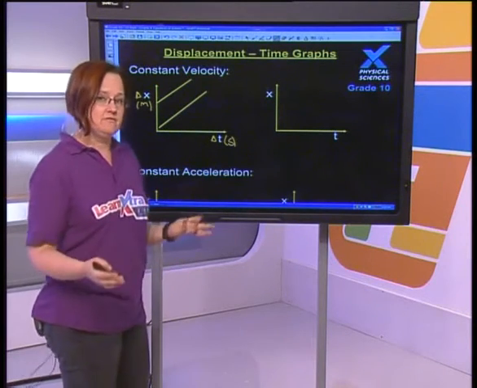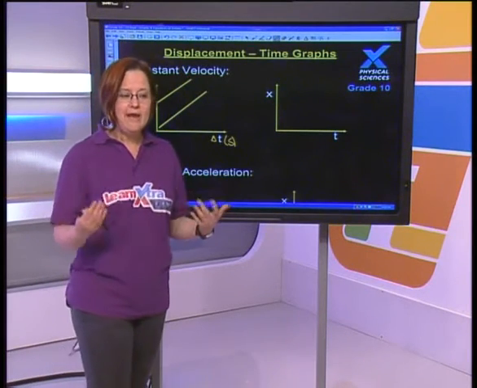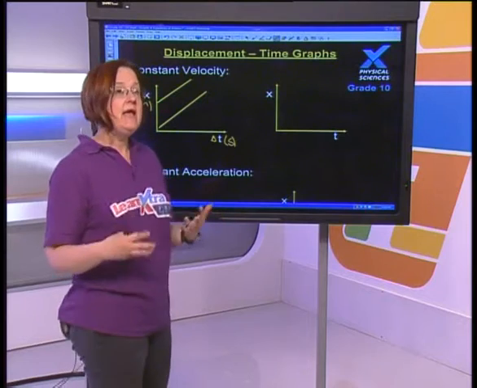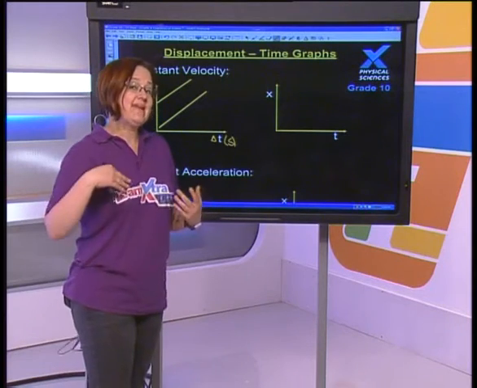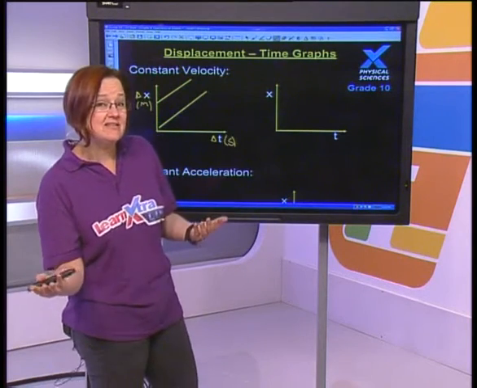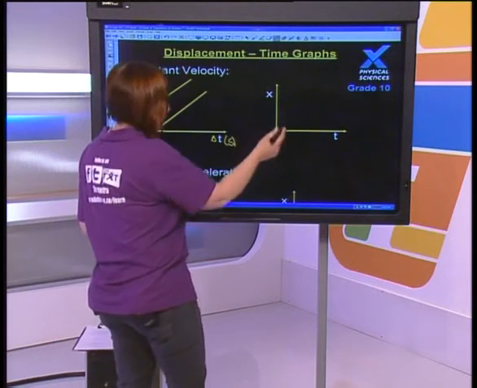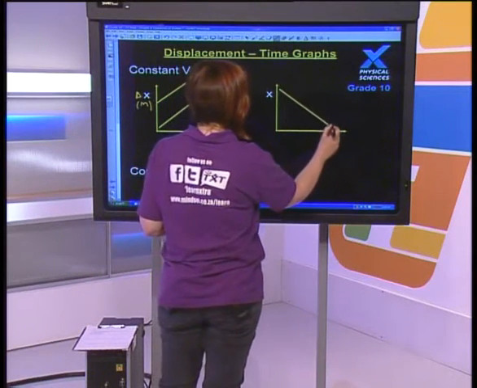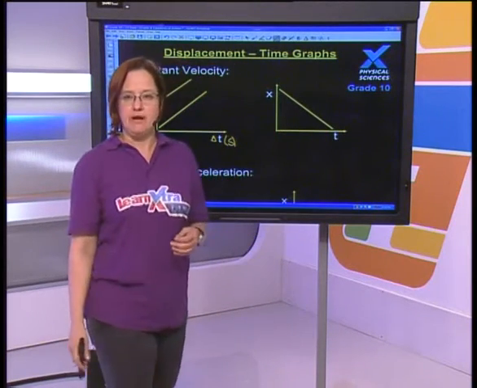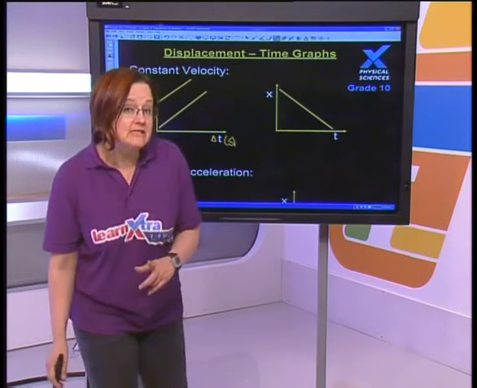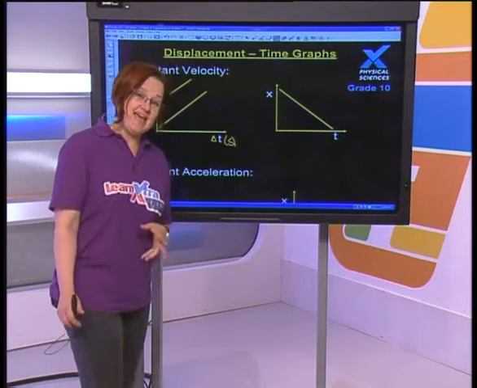That's for positive velocity. What happens if we have a negative velocity? A negative velocity means that it's going in the opposite direction, and what that means is my graph will change direction. Displacement can be both positive and negative.